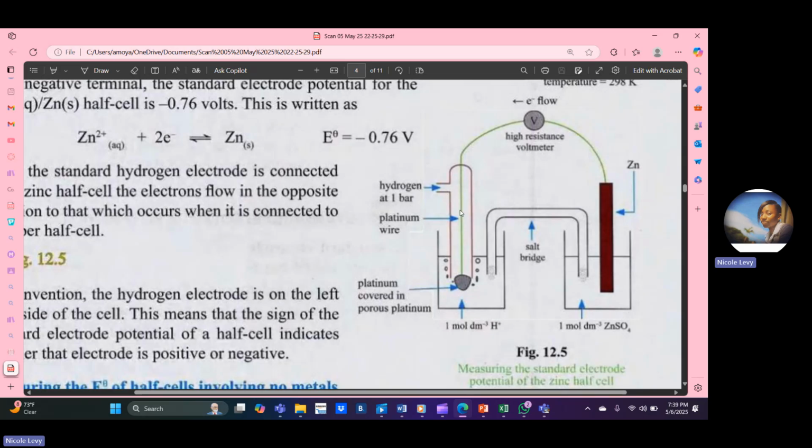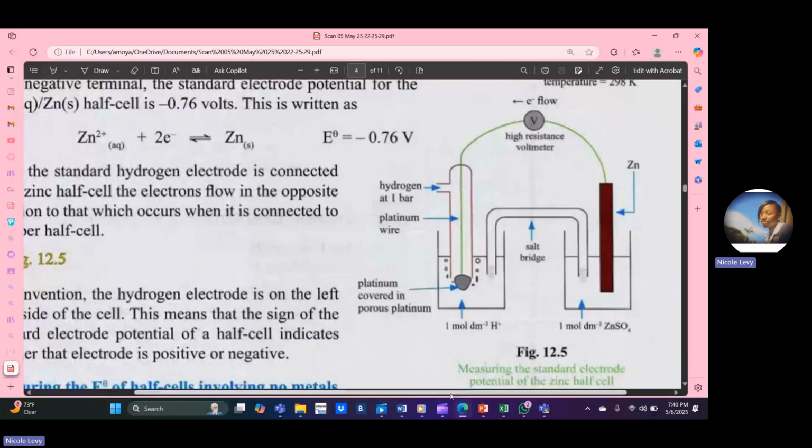SHE is also made up of platinum wire, and then you have platinum covered in porous platinum to increase surface area. The concentration of this half cell, which is SHE, or the standard hydrogen electrode, must be 1 mole per dm cubed, and it must be at a temperature of 25 degrees Celsius, right? And the pressure of 1 atmosphere is because it's standard. When something is a standard, all the conditions are kept constant.